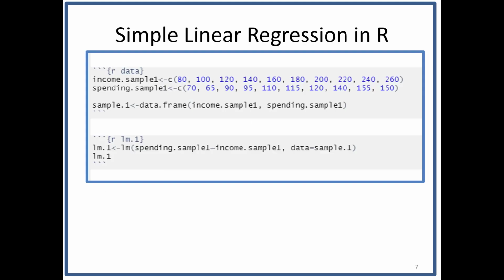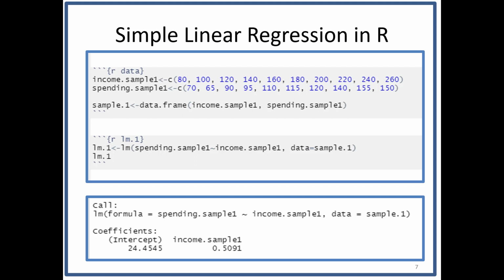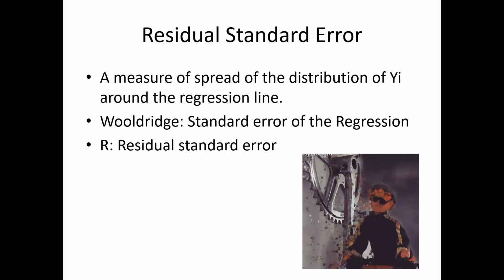Here are the mechanics in R. I put in the data. Income.sample is our X. Spending.sample is our Y. I made a data frame and ran the linear model, and R gives us the coefficients: the intercept and the slope. Slope of 0.5091, intercept 24.4545. Typically we are most concerned with estimating the slope, especially when we get to multiple linear regression.